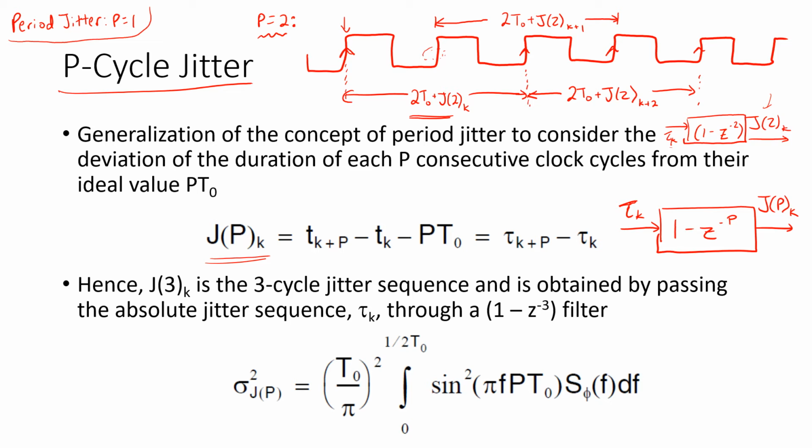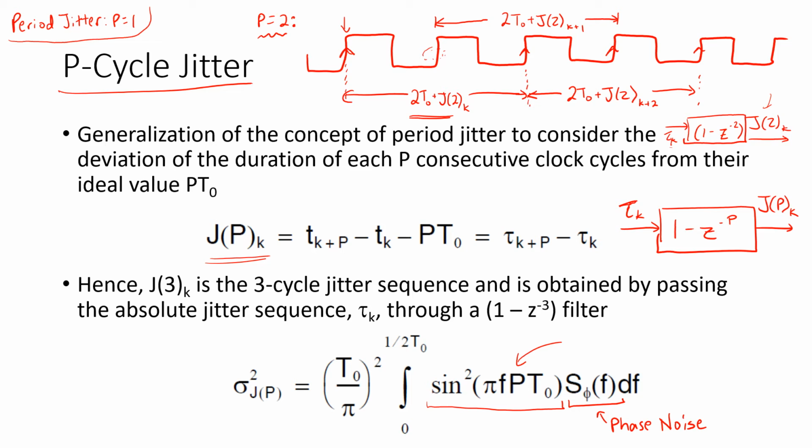And the jitter filters are represented by this term here. They're captured by this sine squared term. Depending on the value of P, you're going to have different magnitude responses for this jitter filter. And therefore, the P-cycle jitter you observe will be sensitive to different parts of the absolute jitter spectrum, or phase noise, as we call it, depending on the value of P.